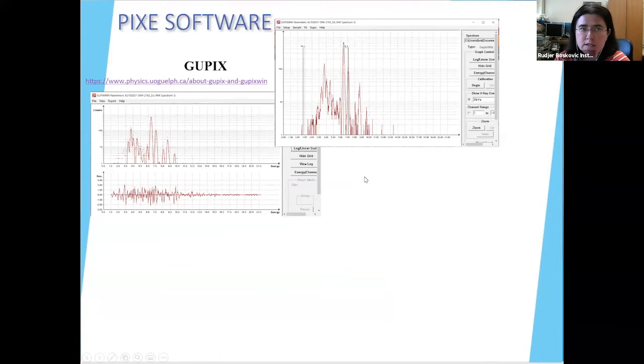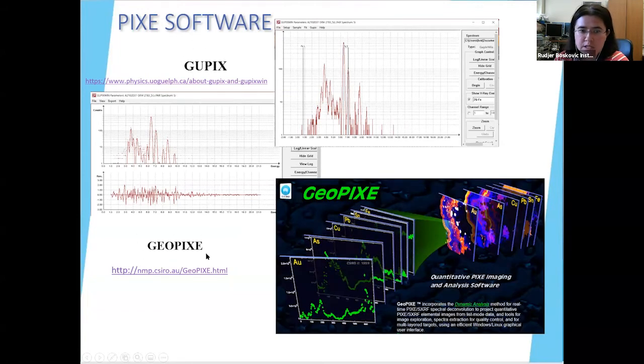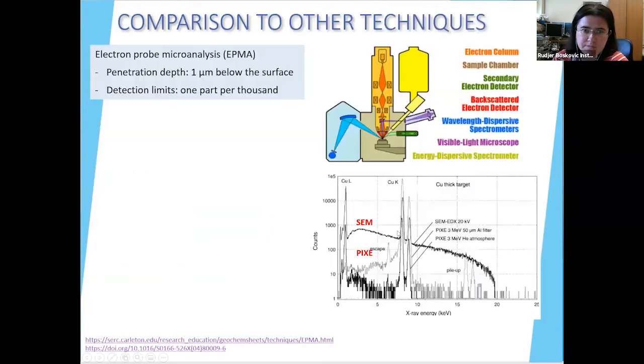So here is the software that we use for PIXE. We mainly use GUPIXE or GeoPIXE. GeoPIXE also enables quantifying each pixel in the maps. So you can obtain the maps and perform quantification on a pixel level.